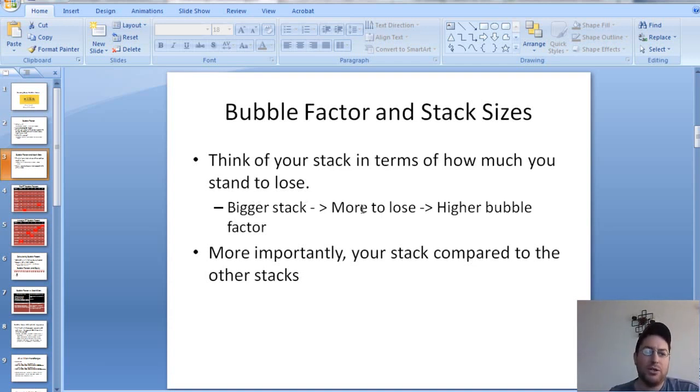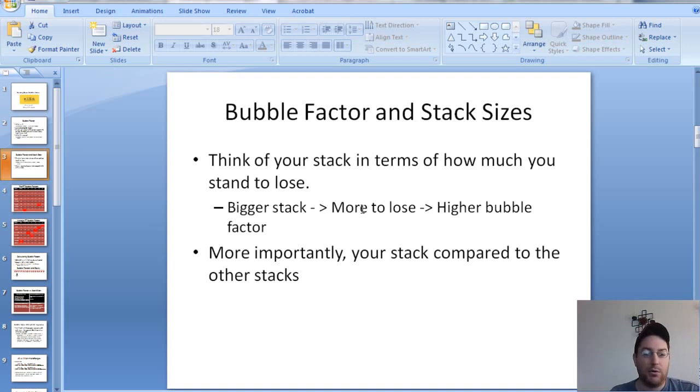So what I'm about to show you next may not make a lot of sense right away. I'm going to show you the bubble factors at different stages of the game based upon how many players are left, and what those actual number values are, what they mean, and then we'll get into how to actually use those numbers.